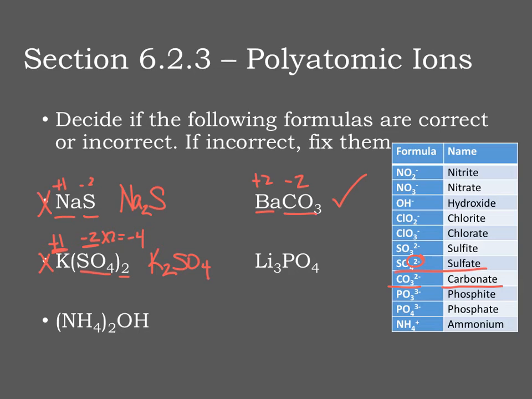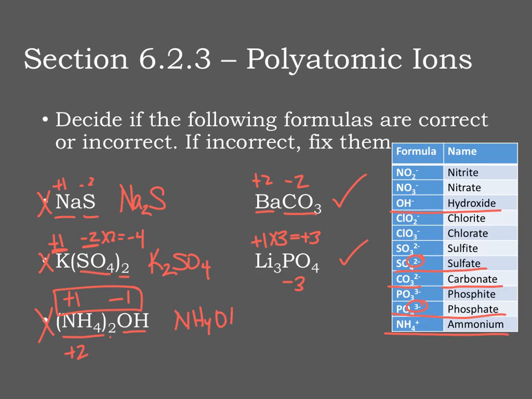Lithium is in group 1, so it's +1, but there's 3 of them, so that's going to be +3 total. Phosphate, PO4, is a -3, and there's 1 of them, so +3 -3, that's neutral. NH4 is ammonium over here, that's a +1. OH is hydroxide, which is a -1. This tells me I've got 2 of the +1s, so actually it's +2 overall, so that is not correct as written. All we really need is 1 of each, so NH4, OH.